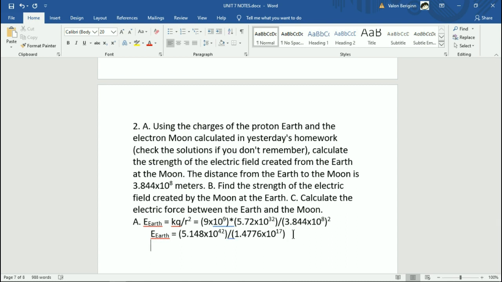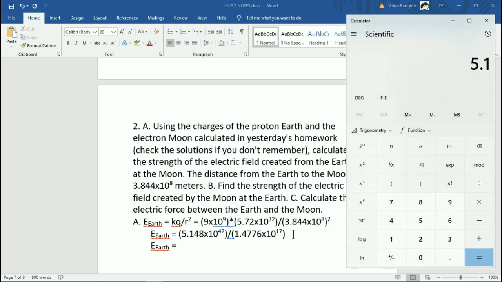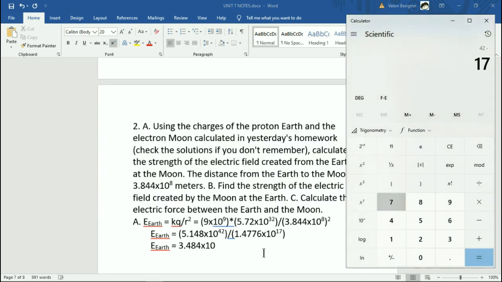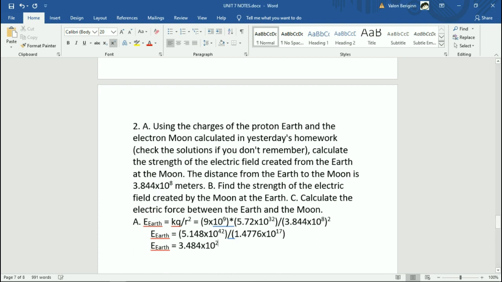Then we can divide this. So we get the field strength of the Earth equals 5.148 divided by 1.4776, 3.484 times 10 to the 42 minus 17. Again, I'll just be super careful and just do it. 25. There's your electric field strength. And since the Earth is a positive charge in this example, this field would be going away from the Earth. So that's the strength of that there.